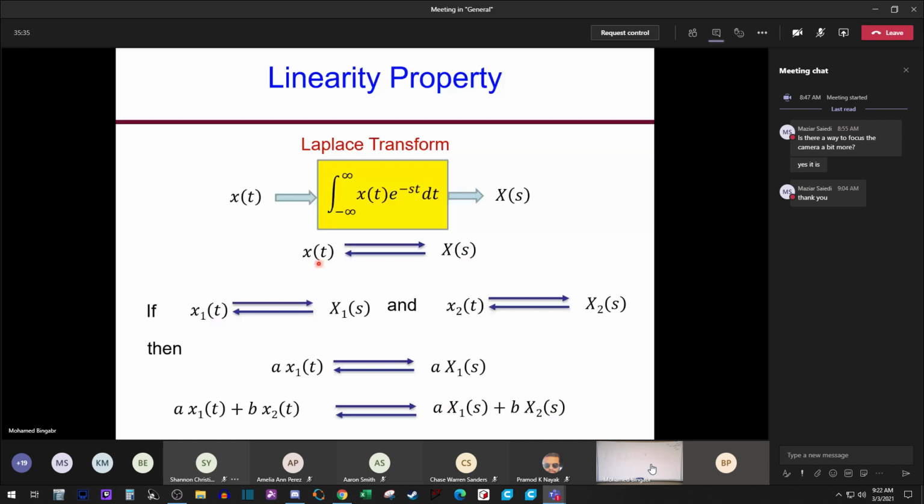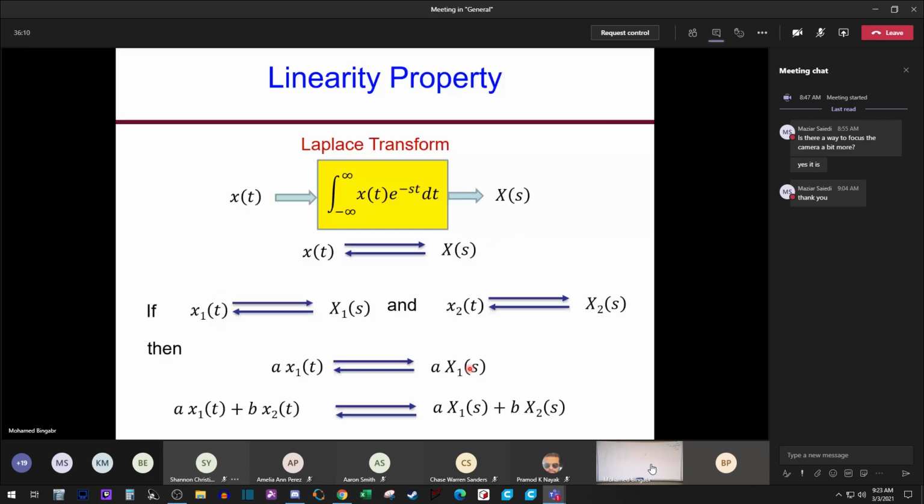And this arrow, you can do the inverse Laplace transform. So now let's assume we have a signal, and let's call it x1 of t. So we do the Laplace transform, we get x1 of s. Now what happens if I amplify this signal by a? A is a constant, maybe 3. You amplify the signal by a factor of 3. What will happen to its frequency domain? Again, x1 of s will be amplified by the same value. That's one condition for linearity.